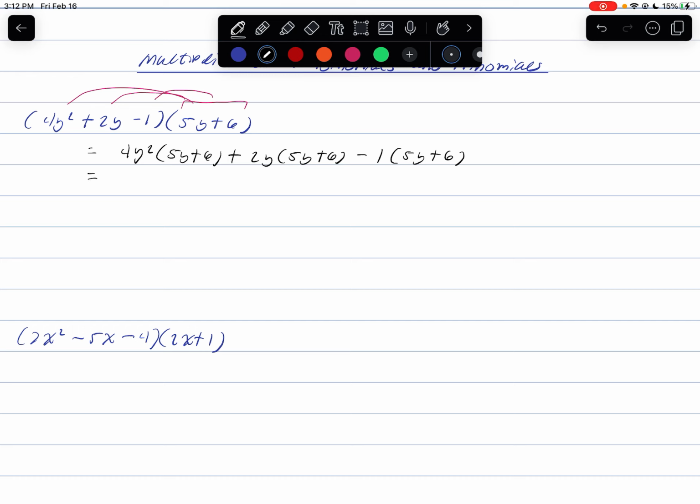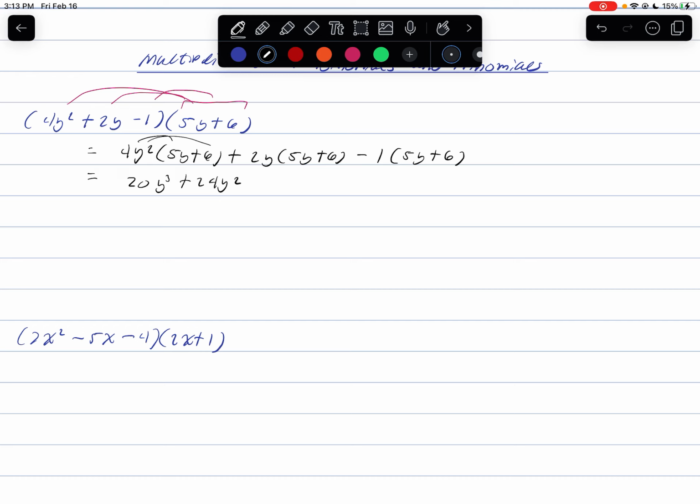Then we can perform the distribution on each of these terms individually. Okay? So we'll start with this 4y squared, and we're going to distribute it here. So we have 4y squared times 5y. So 4 times 5, that's 20, and then we have y to the third. And then 4y squared times 6 is 24y squared.